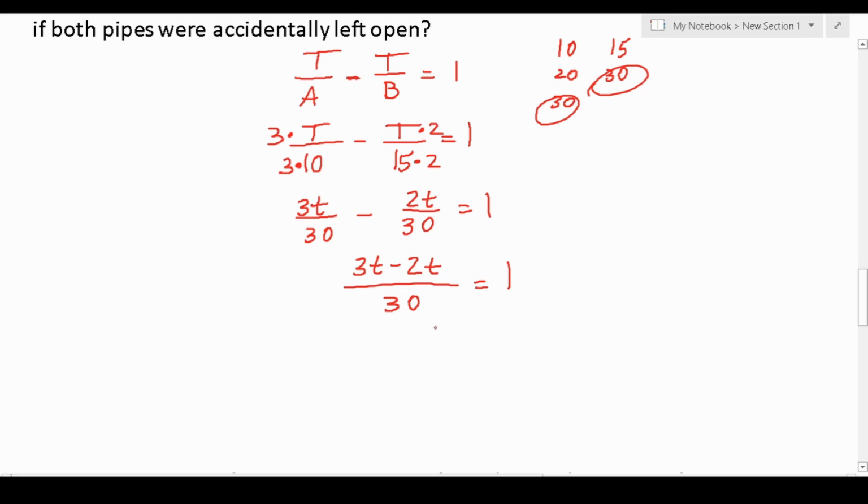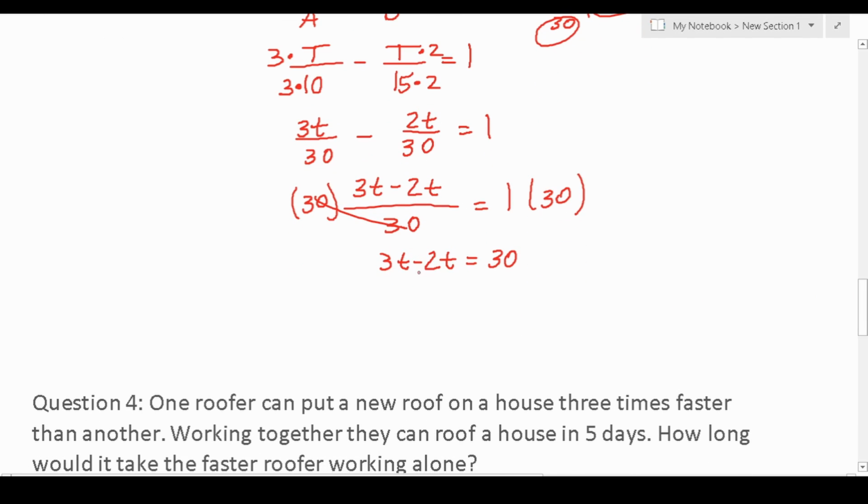Okay? Again, we're trying to solve for t. So in light of that, our next step is going to be to multiply both sides by 30. This crosses out, leaving us with 3t minus 2t equals 30. Of course, 3t minus 2t is just t. So we can see in this case, t is going to be 30.